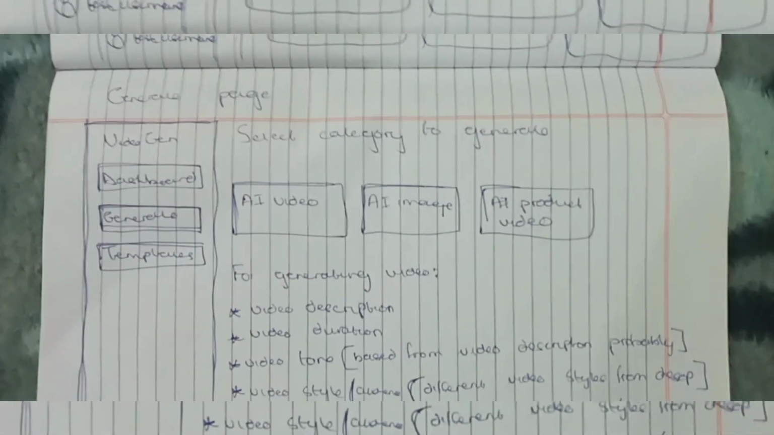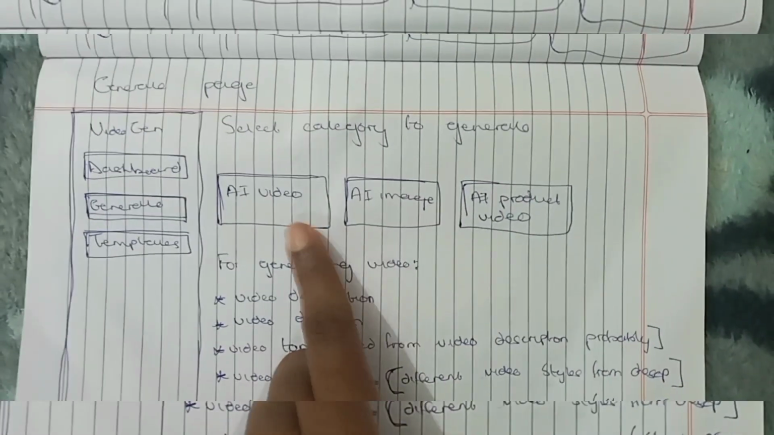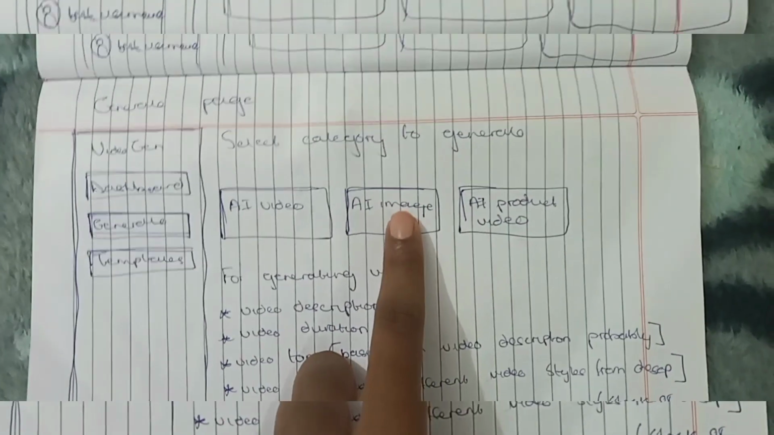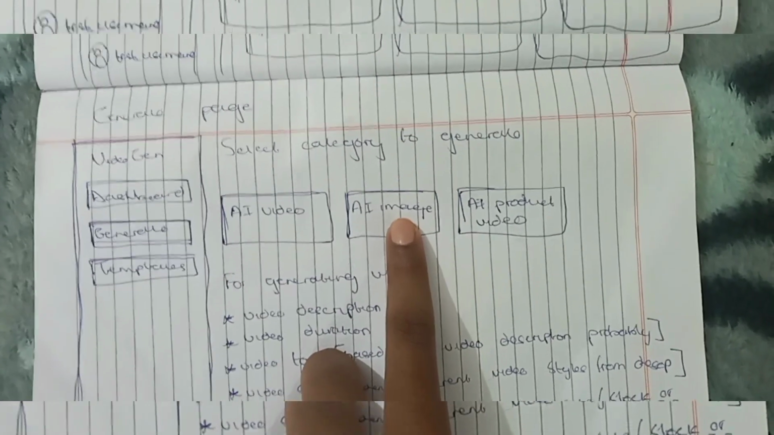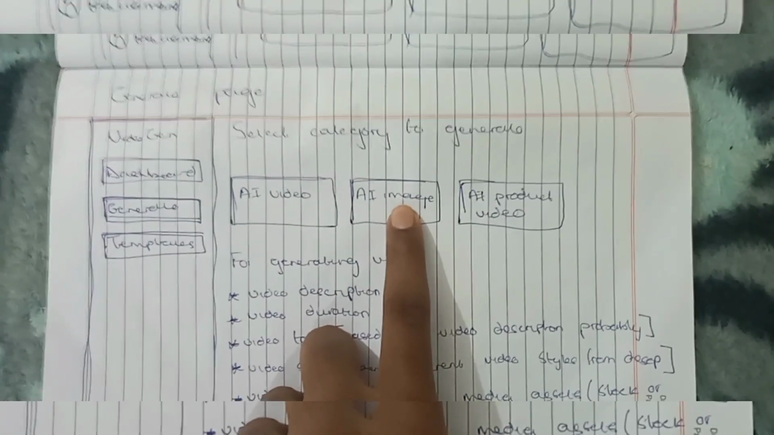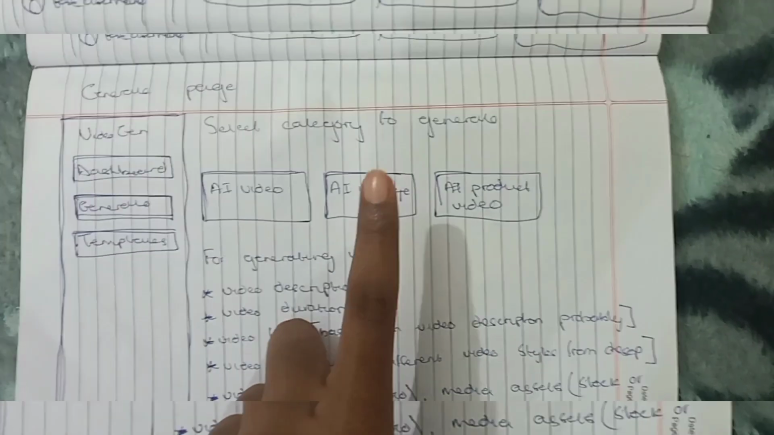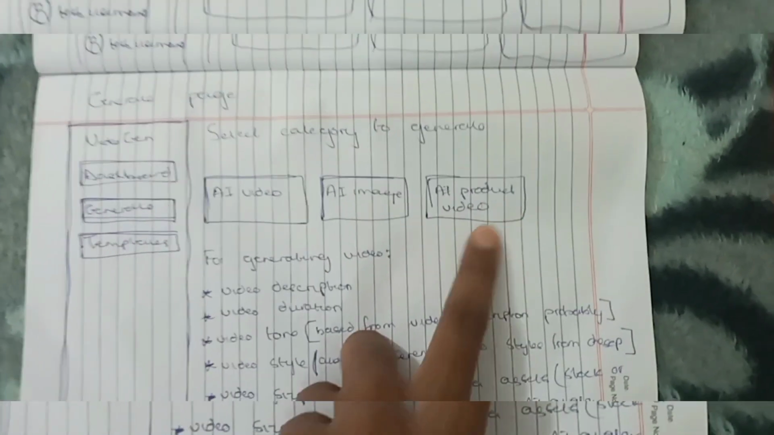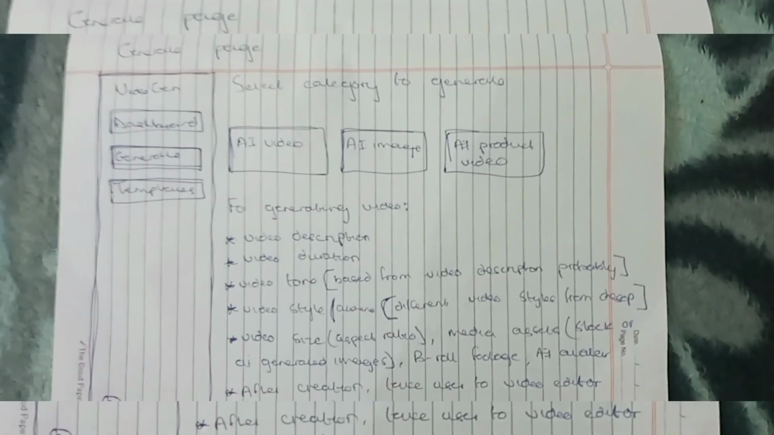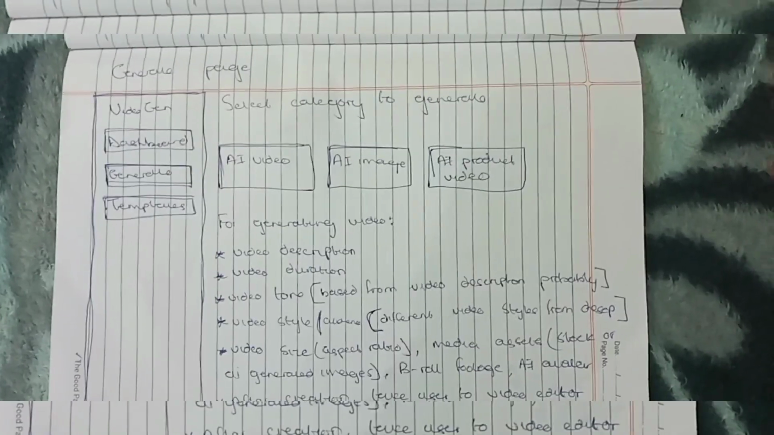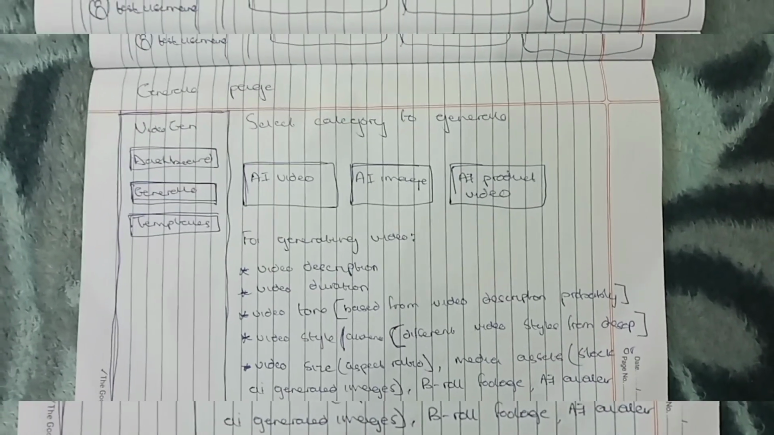The next page we have is our generate page. Inside our generate page, we still have the same side navbar, but this time we can generate content based on different categories. We can have AI videos, which is the base, and AI images, which I'm pretty sure if you're online you've heard of. So you can also generate AI images. And next up is AI product videos. So what does this do? Since I had already said before, it's for businesses and e-commerce owners, more so e-commerce.